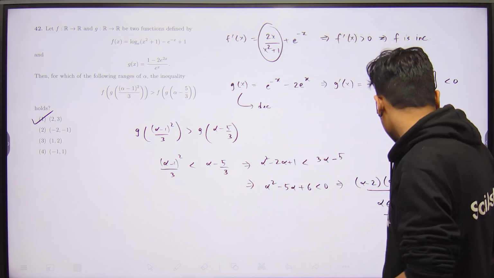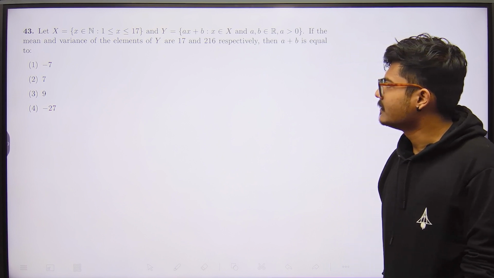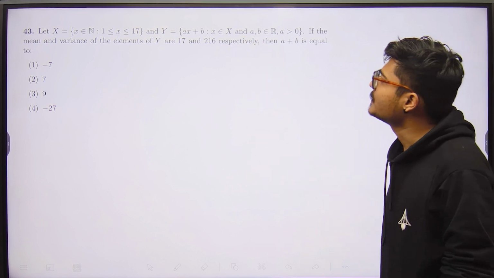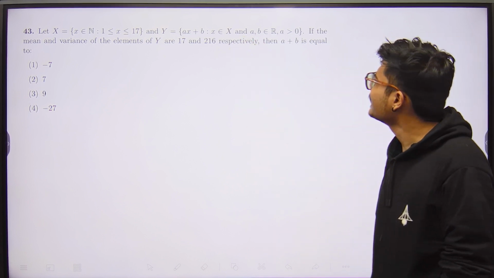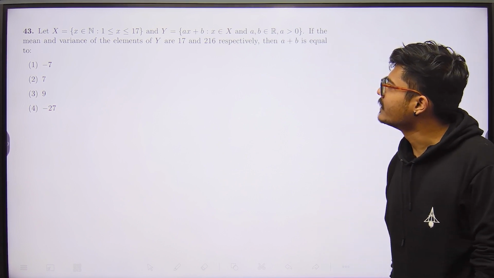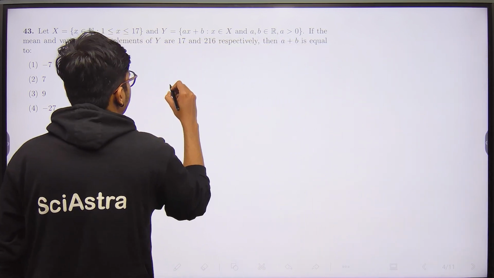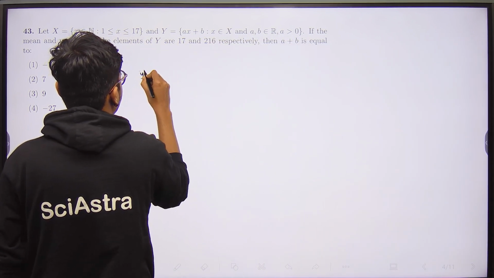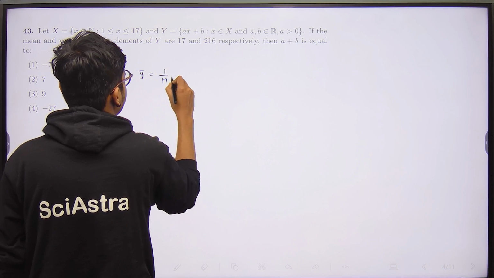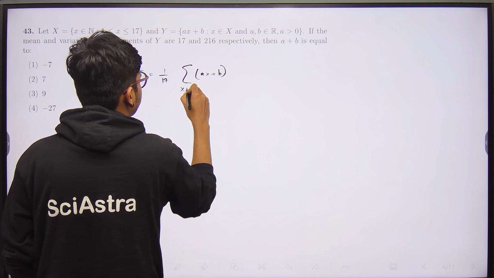All right, cool. So let X be the set of natural numbers from 1 to 17, and Y be the set of elements ax plus b, where small x lies in capital X and a and b are real numbers. If the mean and the variance of the elements of Y are 17 and 216 respectively, then find the value of a plus b. Okay, so if we talk about the mean, the mean of the elements of Y should be 1 by 17 summation of ax plus b, where x lies in capital X.